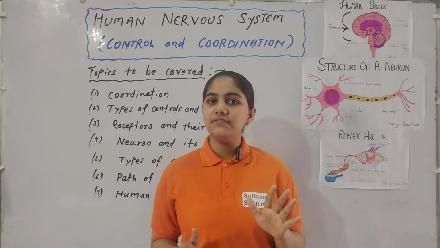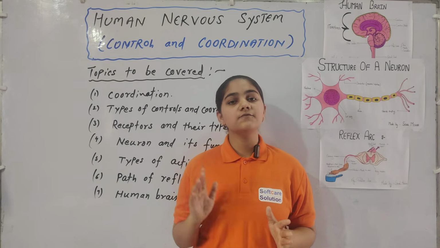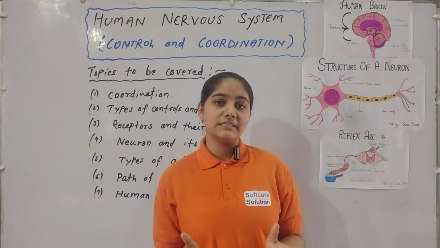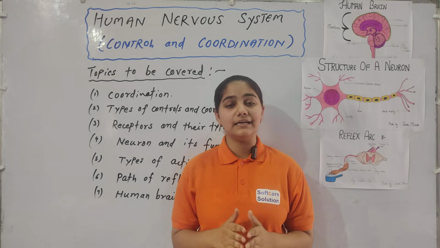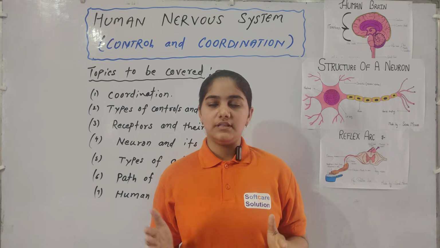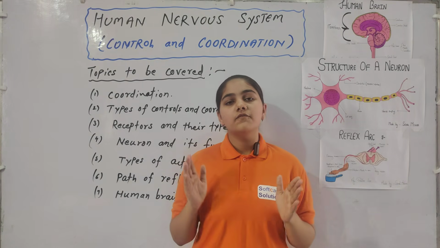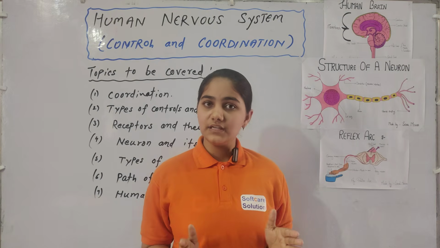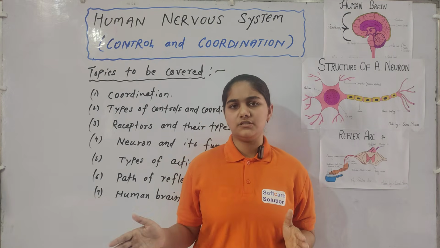There are mainly 5 types of receptors. First one is photoreceptor. Photoreceptors are present in the retina of our eye that detect light and help us in vision. Second one is phonoreceptor. Phonoreceptors are present inside our ear that detect vibration and sound.